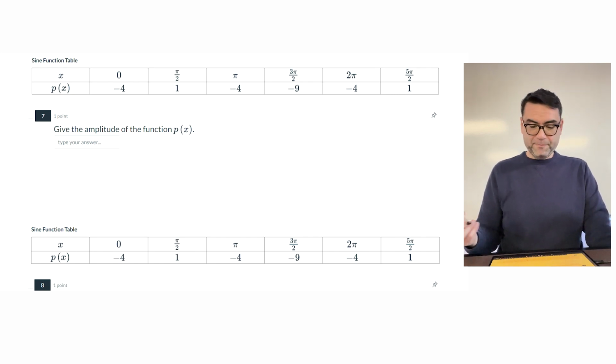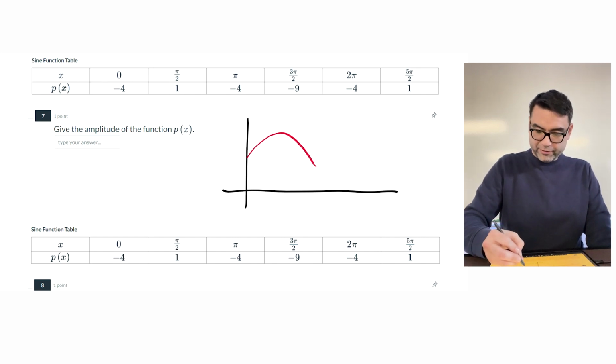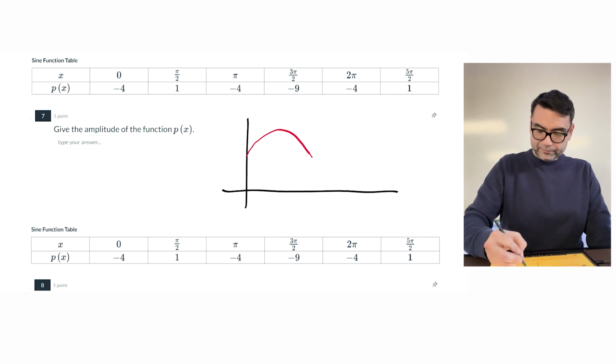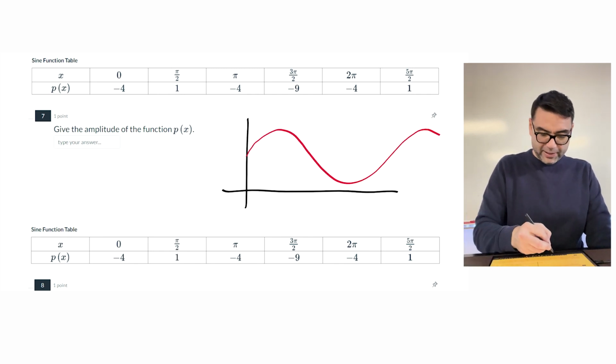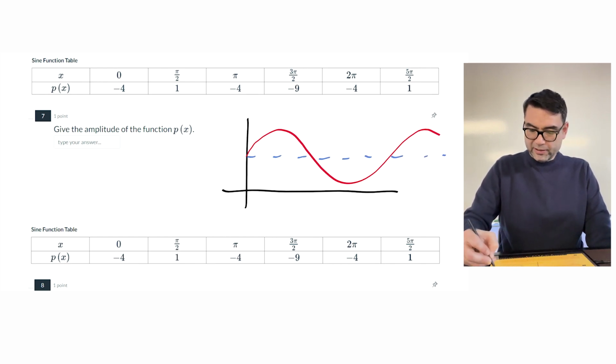So the amplitude, just kind of looking at an example of a graph, just to remind you graphically what this means. Now, if you have a midline like this, amplitude is the distance from your midline to the max or the midline to the min.